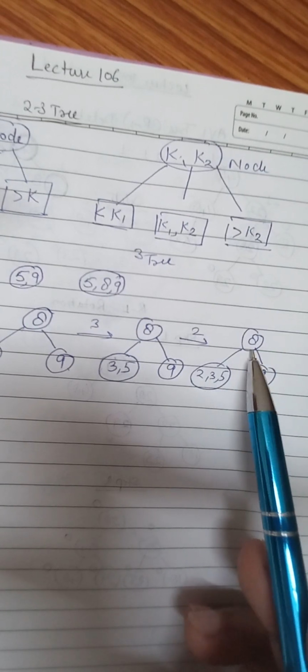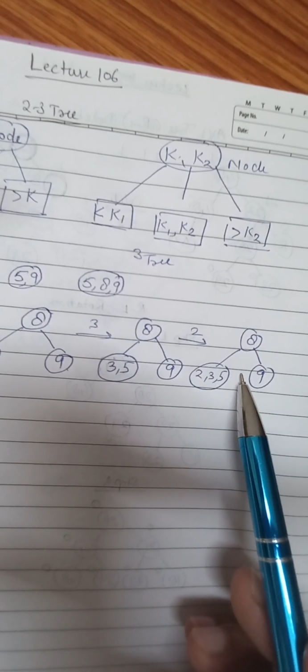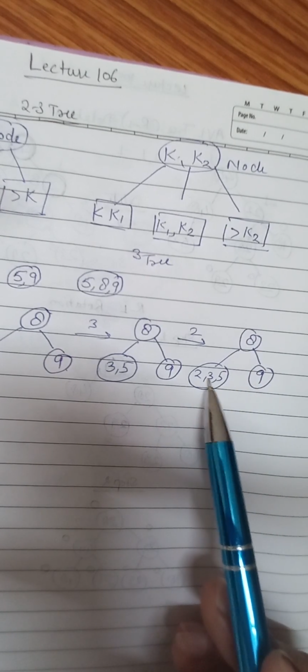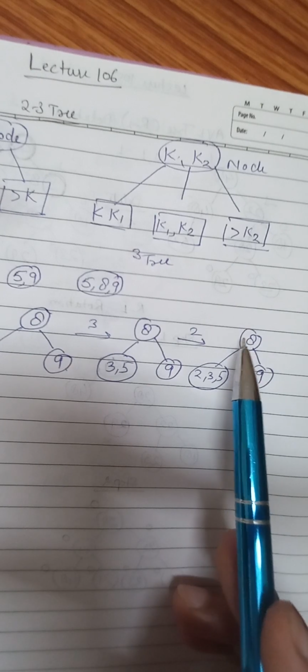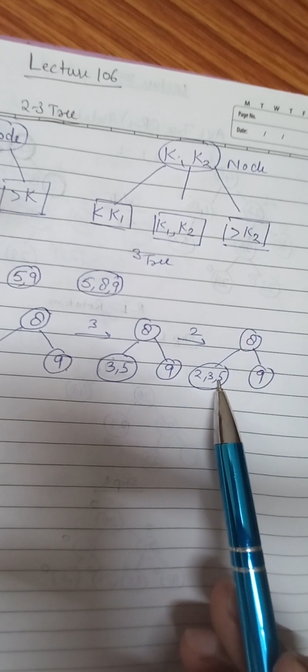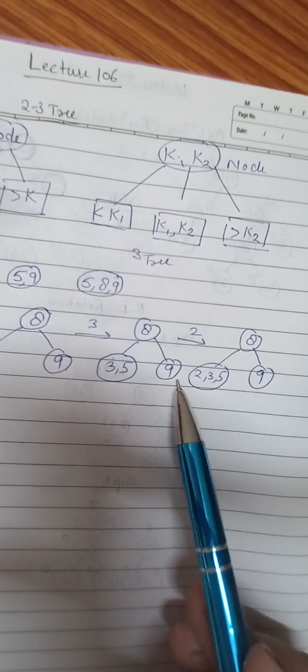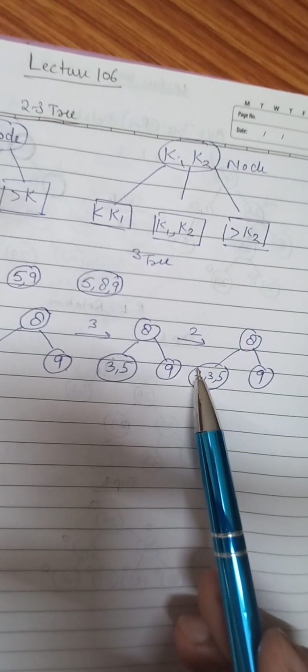So we need to choose the node such that in between these two values, one node can come. So we need to choose 3 here, because if we put 3 over here, then between 3 and 8 the value 5 can come. We can't choose 2, because if we choose 2, there is no value less than 2. So we can't choose 2.